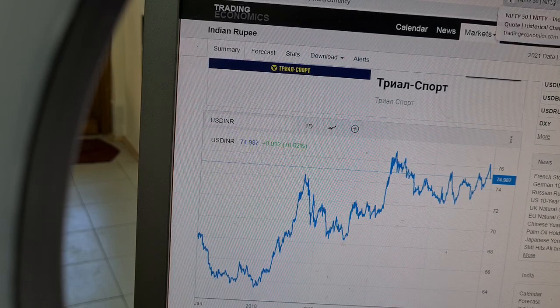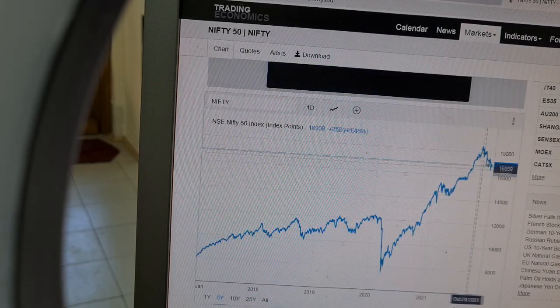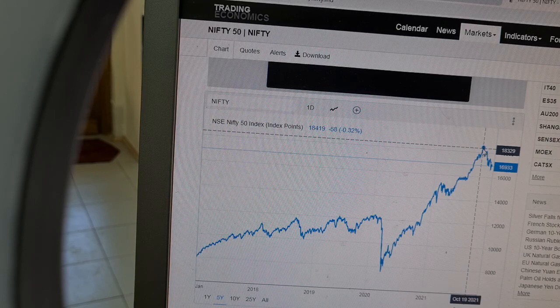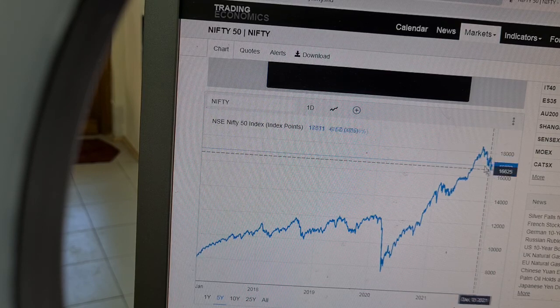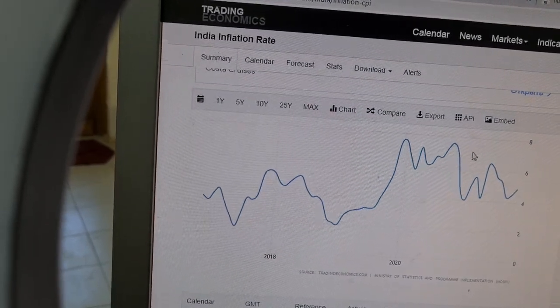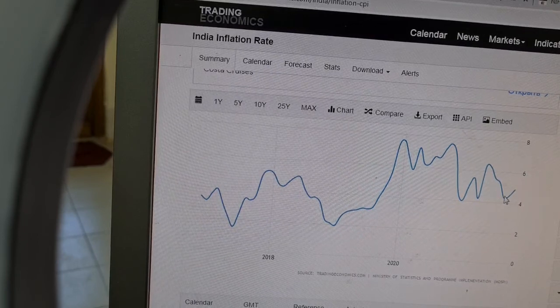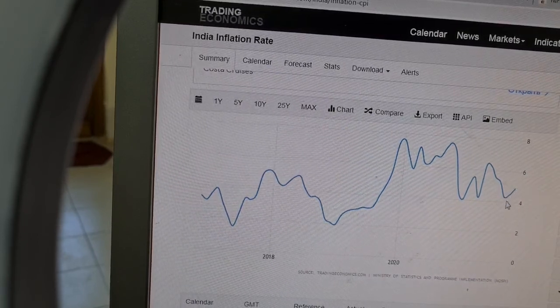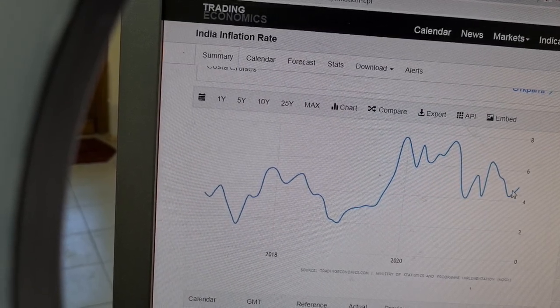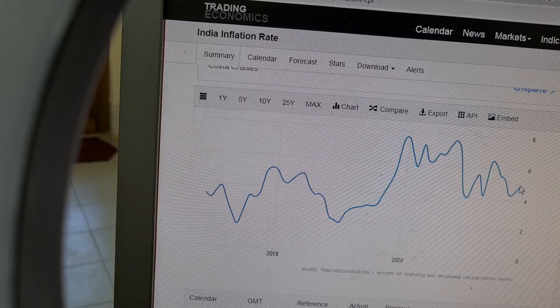Then look at the market. Market gave fantastic returns of 132%, from 7,700 to almost 18,300 on Nifty 50. But look at how the market is behaving in the last 2-3 months. And what I'm trying to show you is this inflation curve. As you can see, it has started moving up, inching up in the last 2 months. It was four point something, and it has almost reached 4.5-5%.